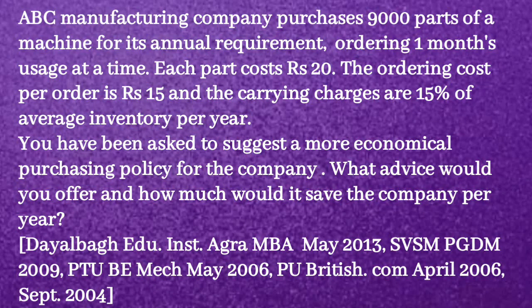Given question: ABC Manufacturing Company purchases 9,000 parts of a machine for its annual requirement, ordering 1 month's usage at a time. Each part costs ₹20. The ordering cost per order is ₹15 and the carrying charges are 15% of average inventory per year. You have been asked to suggest a more economical purchasing policy for the company. What advice would you offer and how much would it save the company per year?